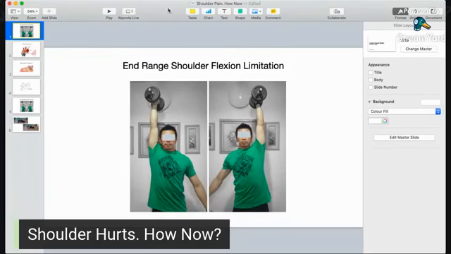Who is this model, where from? Some from the internet. When we talk about shoulder problems, there are two types. There are people with no pain, but they have limitation.